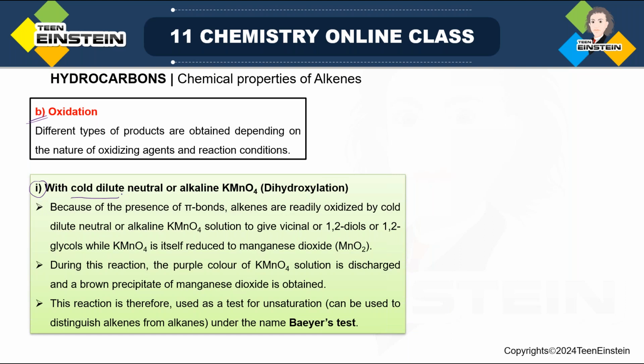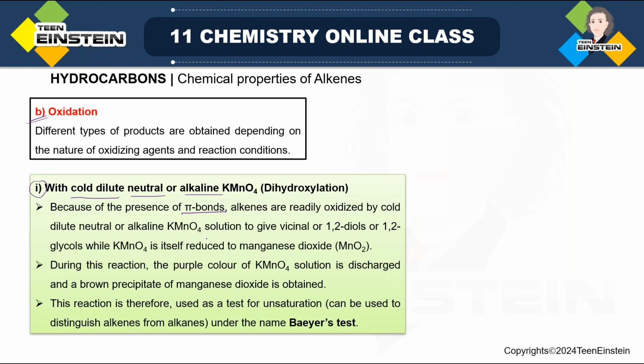It must be cold, it must be dilute, neutral or alkaline KMnO4 solution. We know KMnO4 is a very good oxidizing agent. Actually it is a very strong oxidizing agent, right? So obviously we can expect oxidation of the C=C double bond. Now because of the presence of pi bonds, there is a tendency for alkenes to get readily oxidized by cold dilute, neutral or alkaline KMnO4.